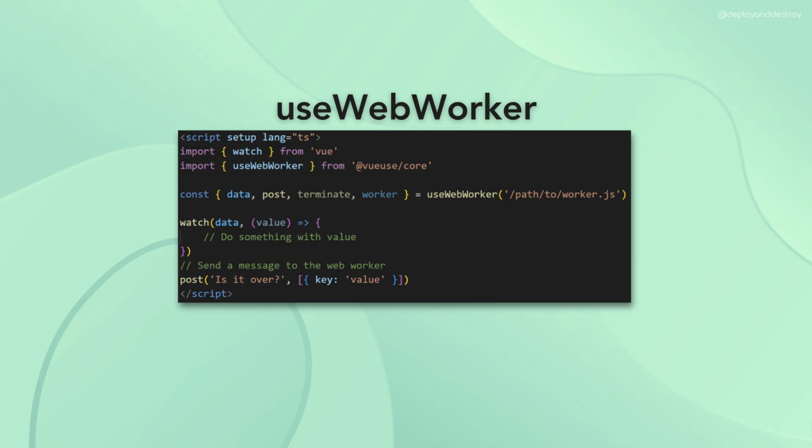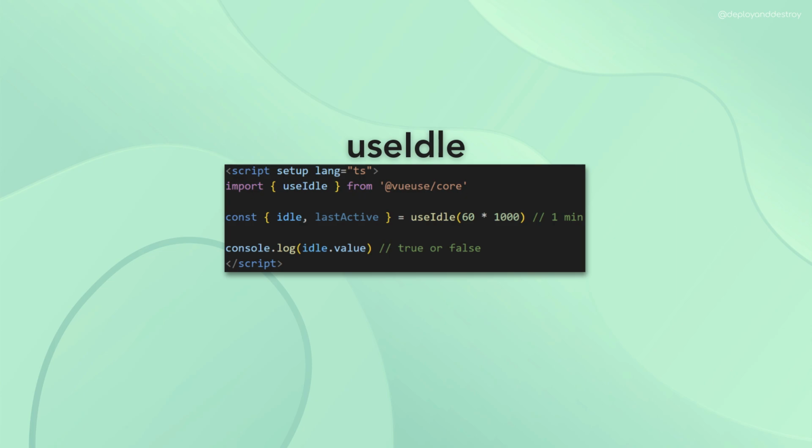Use web worker. Wow, this is a big one. Imagine crunching a big data set without freezing the UI. This makes that easy. You get an observable reference to the worker channel and helper functions, neatly wrapped in one single function. Use idle detects when users go idle.